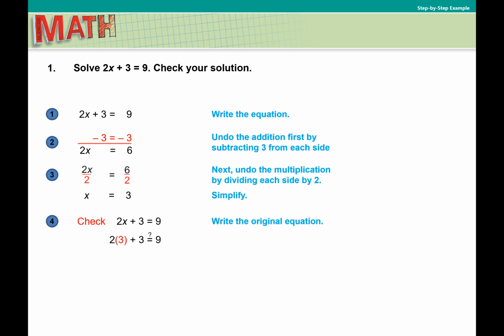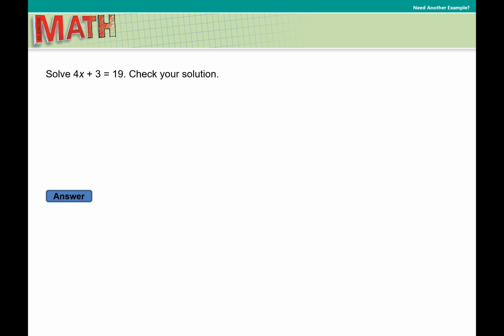You plug 3 in for x. 2 times 3 is 6. 6 plus 3 equals 9. 9 and 9 are the same thing, so your solution is correct. X equals 3. Go ahead and work your way through this problem. Check your answer when you're done.